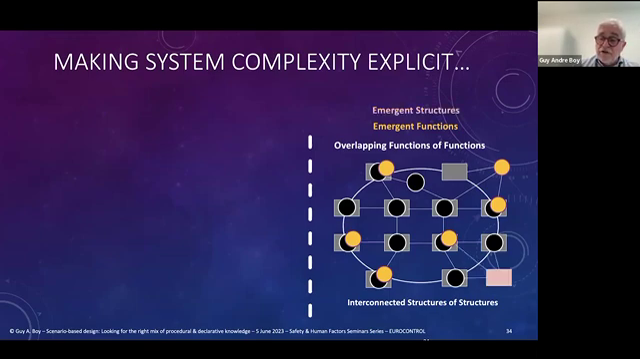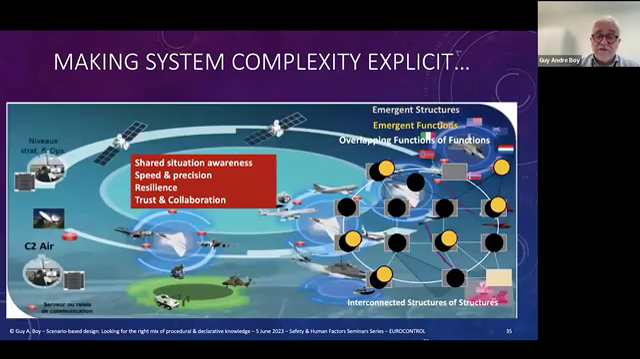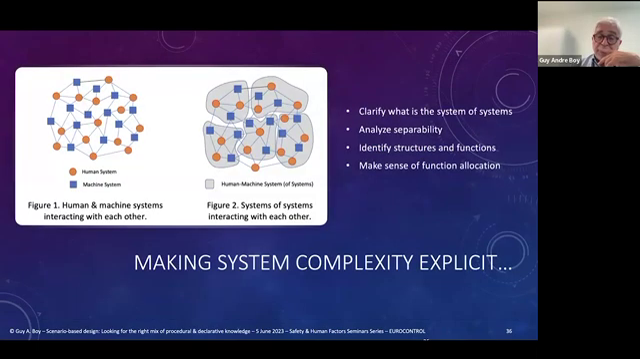Then there is emergent structure, the structure that you forgot, which emerged from the human-in-the-loop simulation by observing the activity and therefore deducing, by activity analysis, the emerging functions. We have criteria for doing this, like shared situation awareness, speed and precision, resilience, trust and collaboration. We are doing this on the FCAS system, the Future Air Combat System, at the moment.